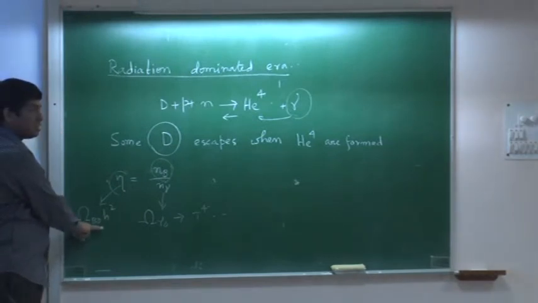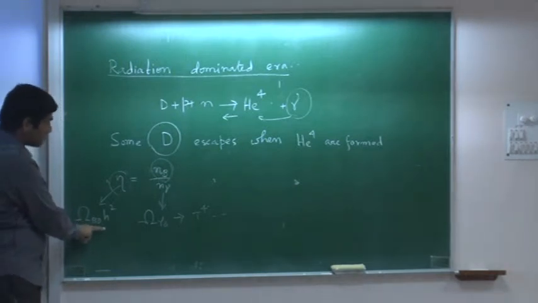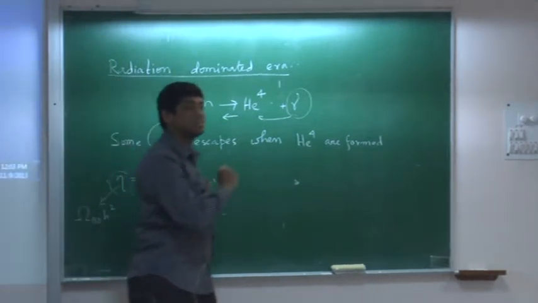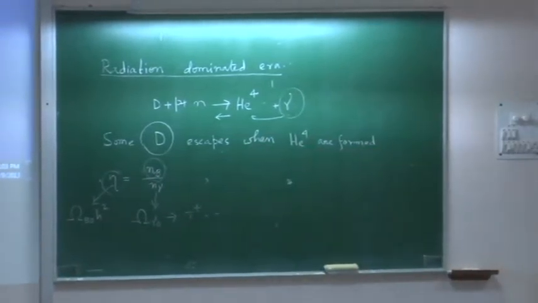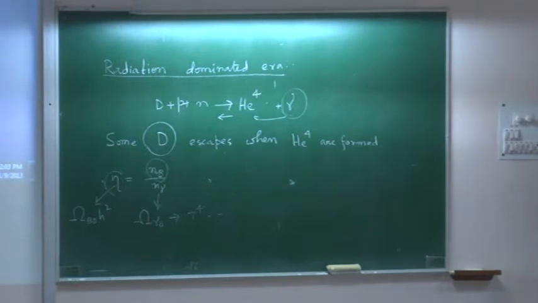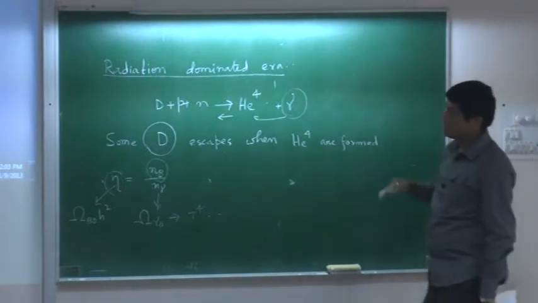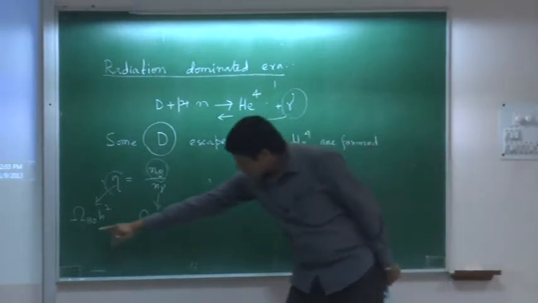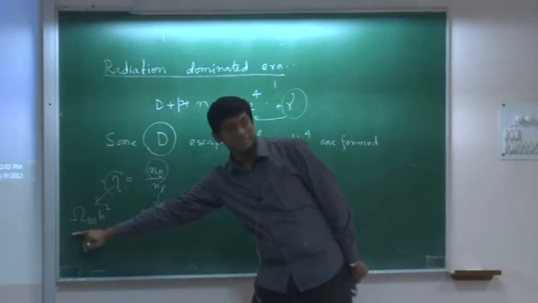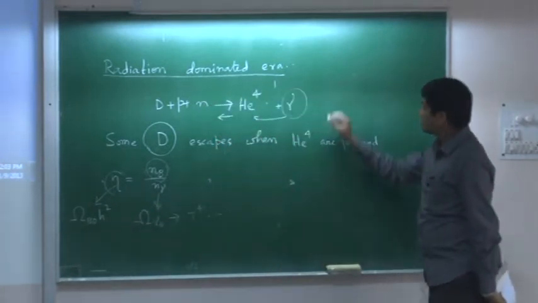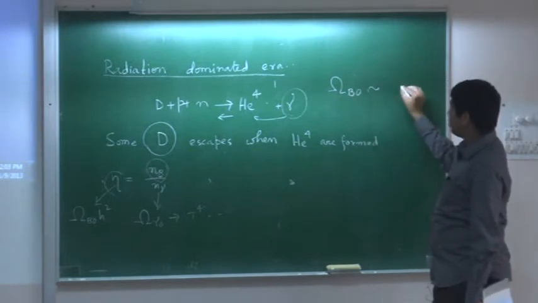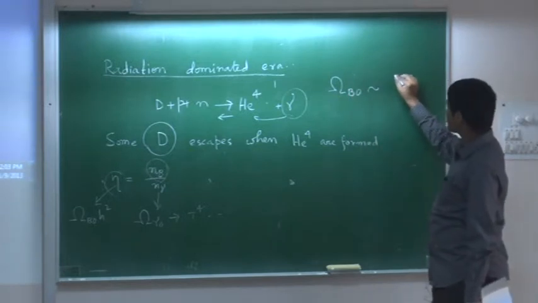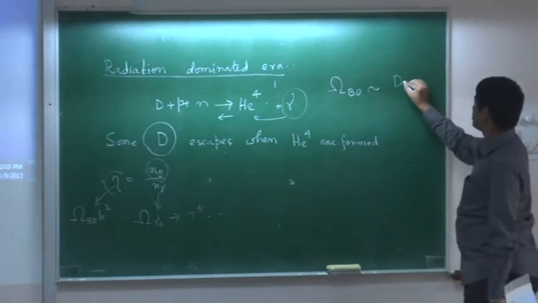Now if we can estimate or observe the deuteron abundance, again in some galaxies where you have very little metal, so the universe has not evolved much, then I can estimate omega baryon from that, right? So I can write down omega baryon from the deuteron abundance.